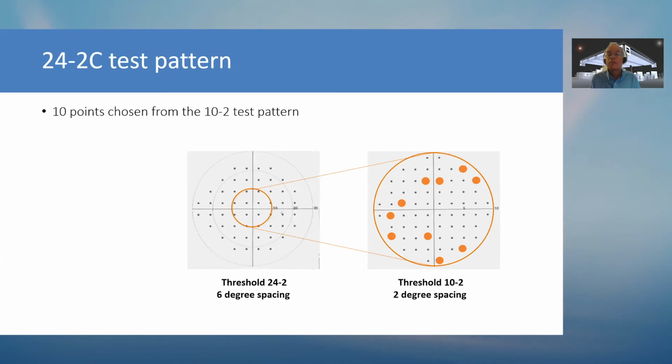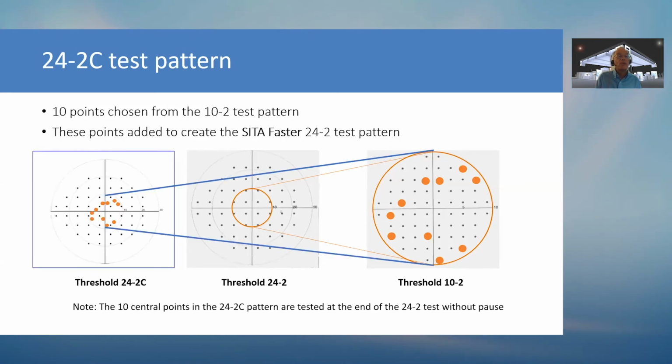My colleague Gary Lee worked with Don Hood and a number of other investigators around the world, and particularly Don Hood's group in New York, to try to choose which 10 points out of a 10-2 test you would use. And you can see these on the right-hand side showing which ones were chosen. And those were added to the 24-2 pattern to create a 24-2C test.